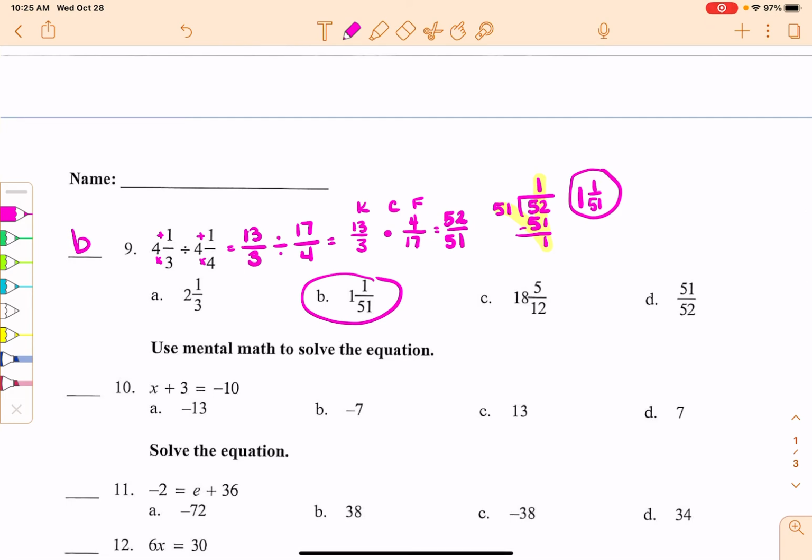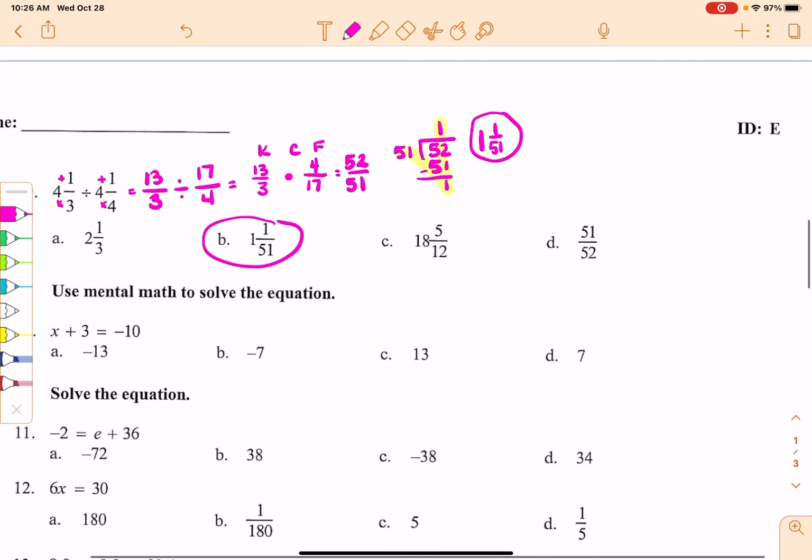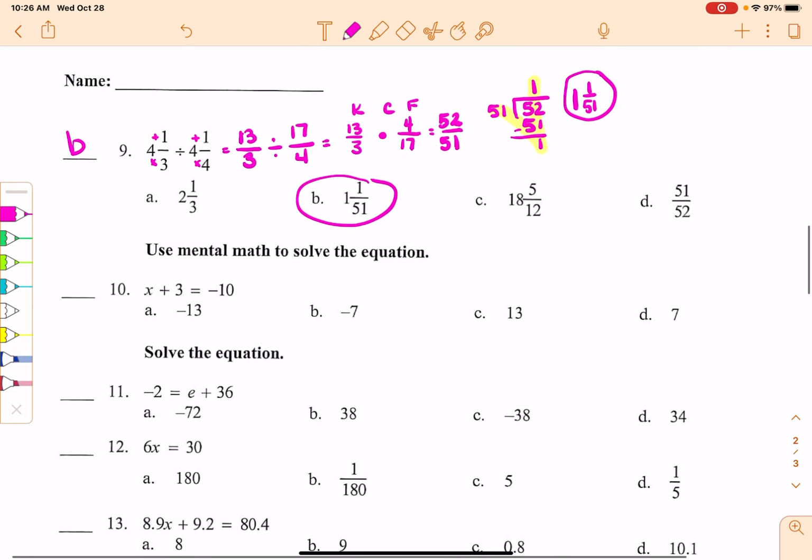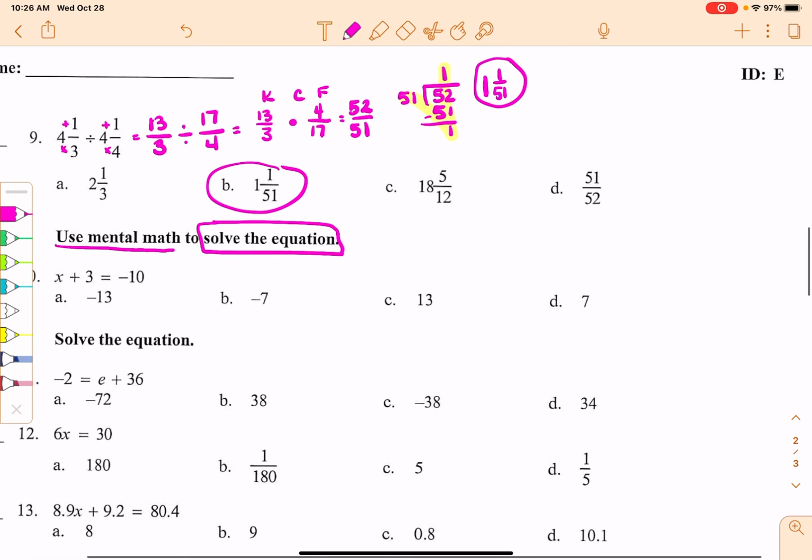And as I've said before, keep writing these examples in your notebook so that you have something to look back at when you're going to take the exam. That would be the big clue, or the big advantage to this. So this one says use mental math to solve the equation. I'm not really worried about this part. Your focus is they want you to be able to solve the equation.